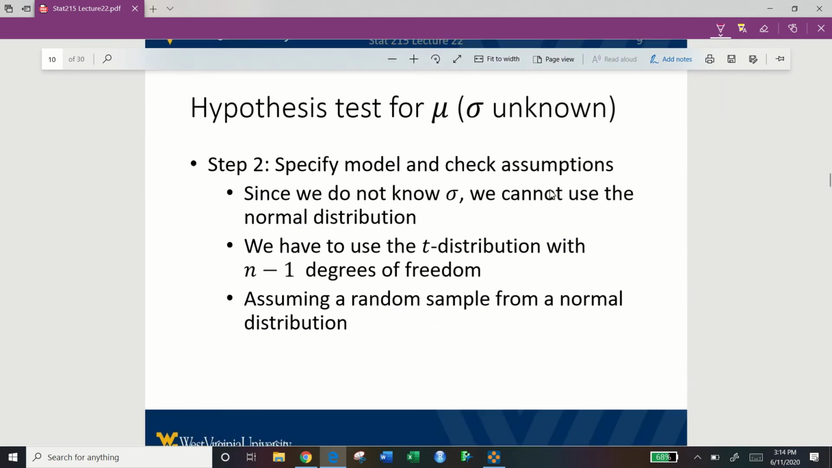Step 2, this is where it'll get different. Our step 2 is still to specify the model and check assumptions, but in this case, since we do not know the population standard deviation, we cannot use the normal distribution. So instead, we'll use the similar t-distribution with n-1 degrees of freedom. And again, we will assume a random sample from a normal distribution.